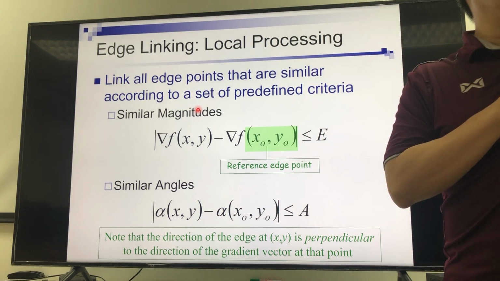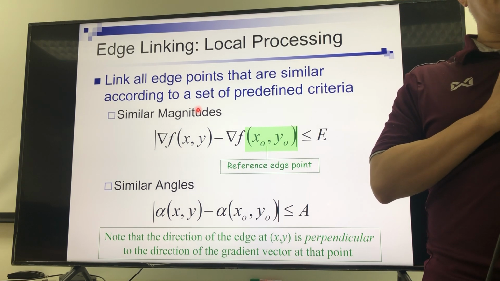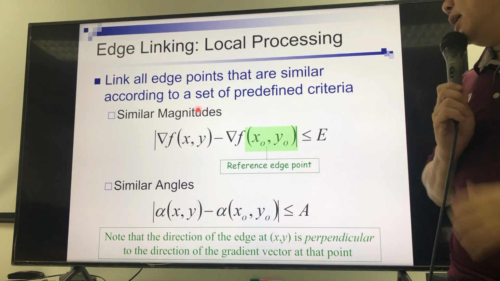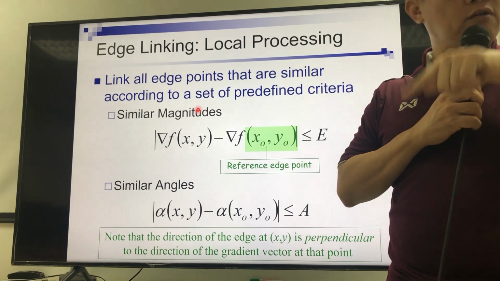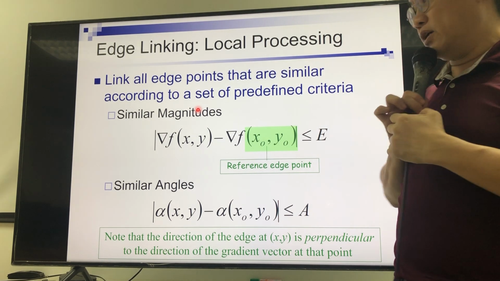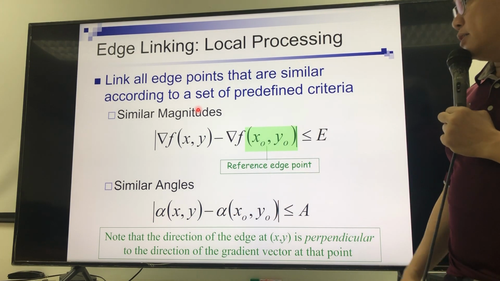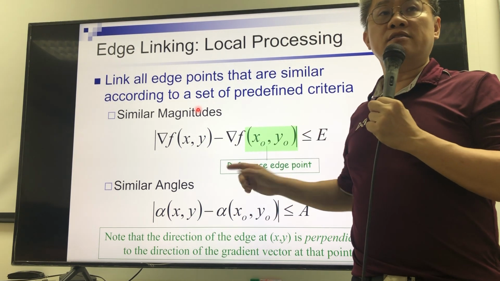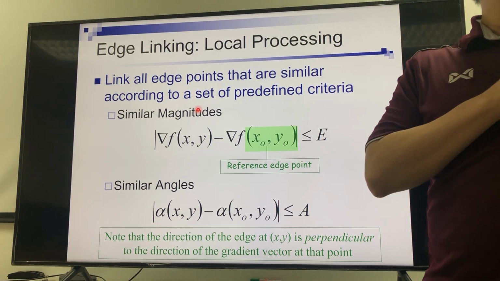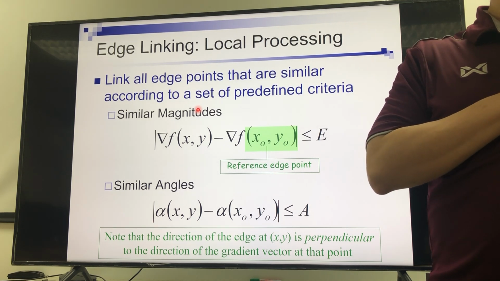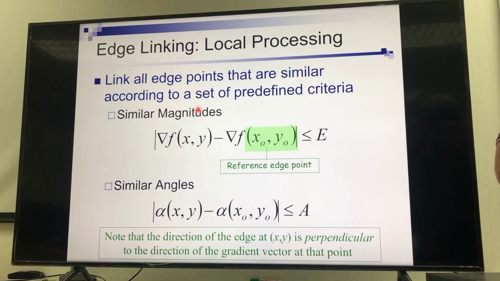So basically you have two images, the magnitude of the gradient and the angle of the gradient. Then you compare the angles to see if they are the same or similar. If the difference is less than another threshold, then these two points are supposed to be connected. That means any pixel in between has to be turned on as edge, and that's how you link the edge.